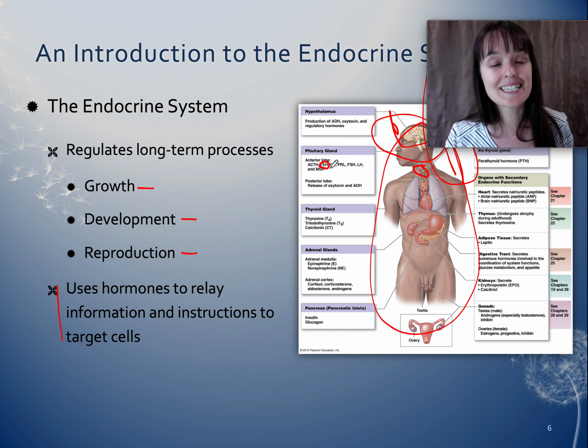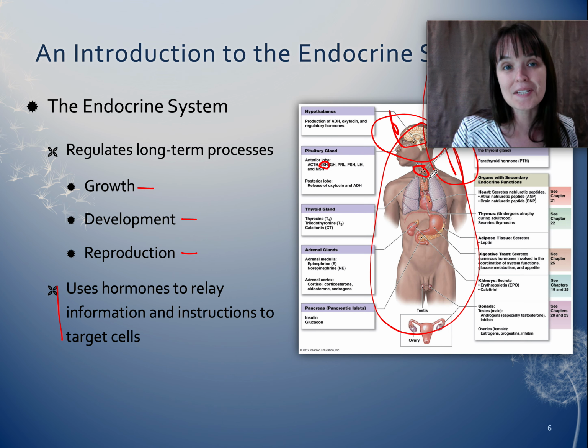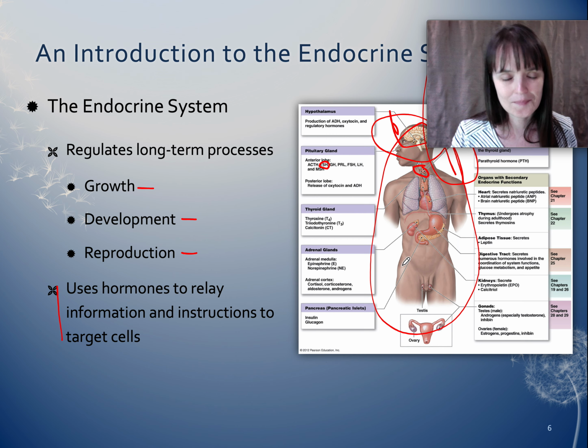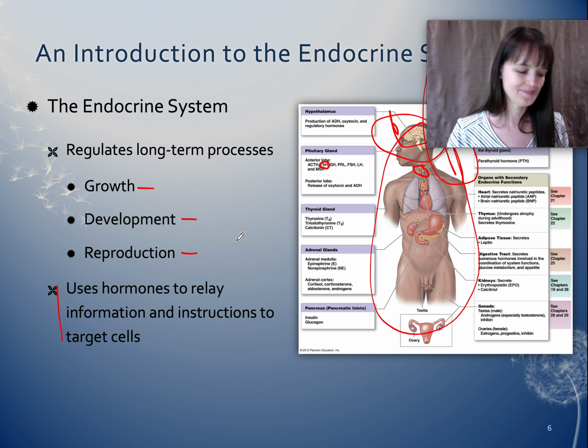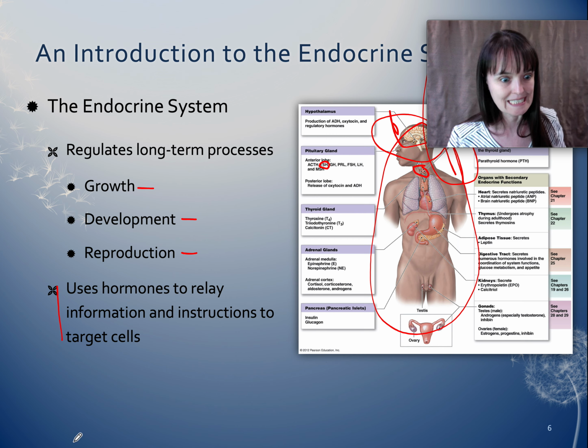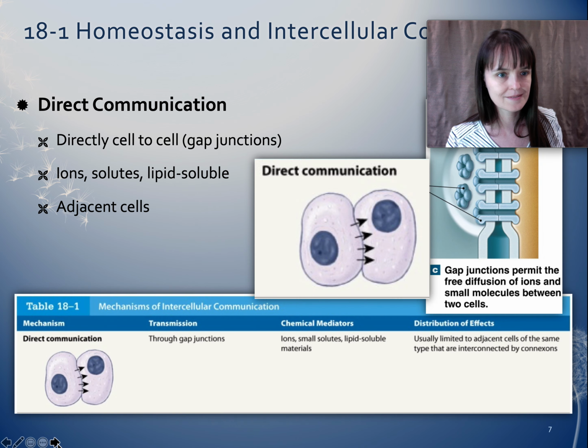So the TSH has target cells, but only in the thyroid. It causes the thyroid to make and release thyroid hormones. The thyroid hormones have target cells all over the body. Now, back to what we were talking about.